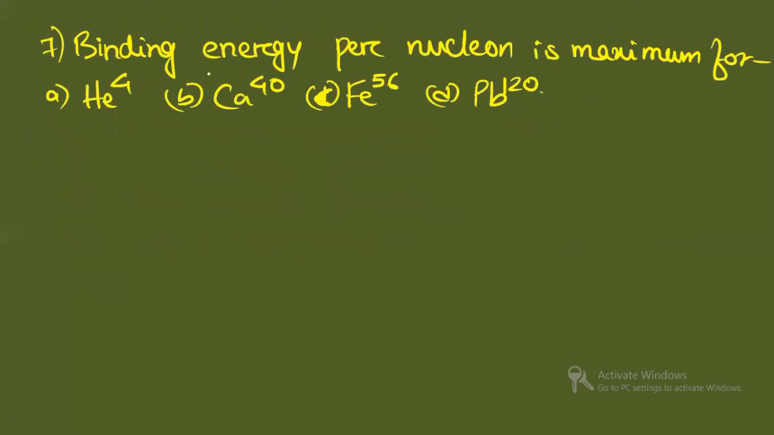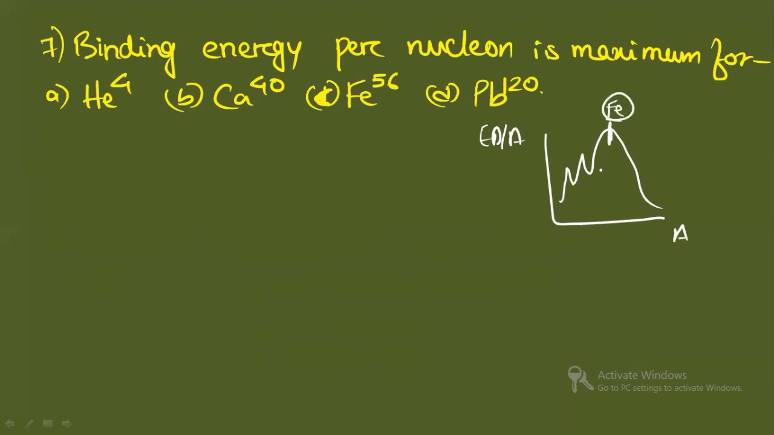Next, you see the binding energy per nucleon is maximum for. So when you have seen the graph, it was having something like this pattern, right? This side we were having binding energy per nucleon, that is EB by A. This side it was the mass number. So here we were getting the peak. The peak was for Fe, 56, right? The mass number was 56. So the answer will be this option C.